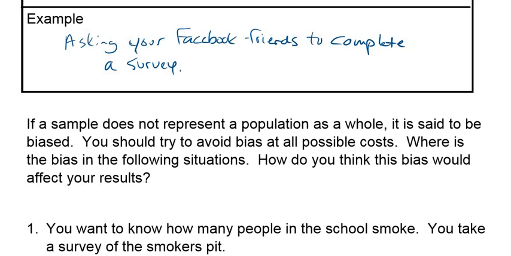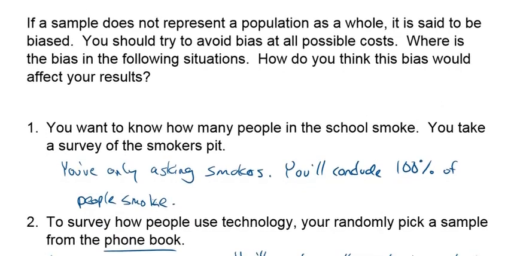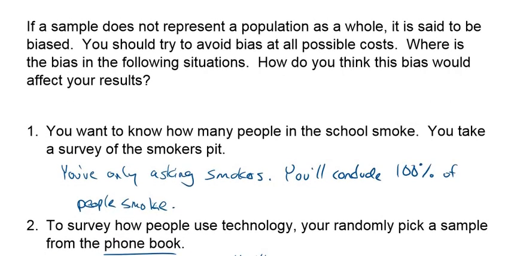In the first situation, we want to know how many people in the school are smokers. So we take a survey of the smokers' pit. Obviously, you're hopefully realizing that if we're just looking at people in the smokers' pit, they're all smokers. So if you're only asking the smokers, you're going to conclude that 100% of people smoke. That's really not accurate, so there's obviously some bias in that. The bias is that you're going to get everybody in your survey who is a smoker.